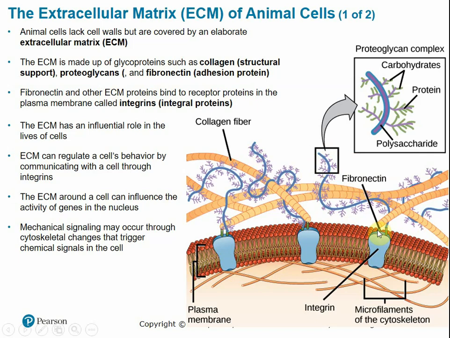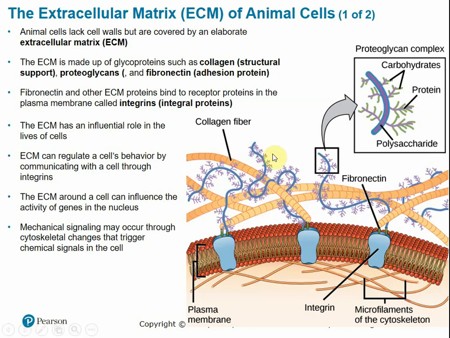Fibronectin, right, is a type of protein that can be part of the extracellular matrix that helps with adhesion or attachment to other cells and tissues. These can bind to receptor proteins called integrins, or integral proteins, meaning they're integrated in the membrane. So components of this extracellular matrix can help regulate a cell's behavior by communicating with other cells, receiving and sending signals to other cells. It can also influence the activity of gene expression within the nucleus by responding to different signals from other cells.